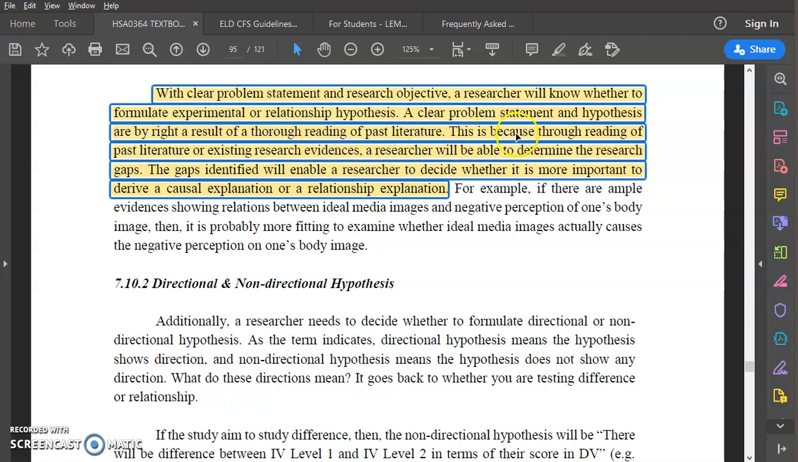Because through reading of past literature or existing research evidences, a researcher will be able to determine research gaps. So when the research gaps are identified, it will enable a researcher to decide whether it's important to derive a causal explanation, or a relationship explanation.